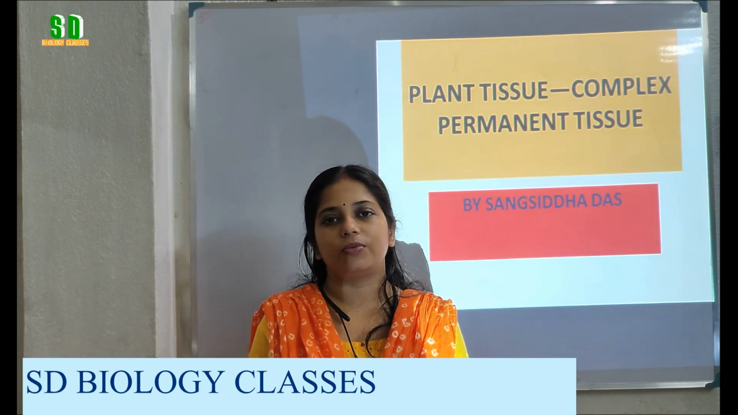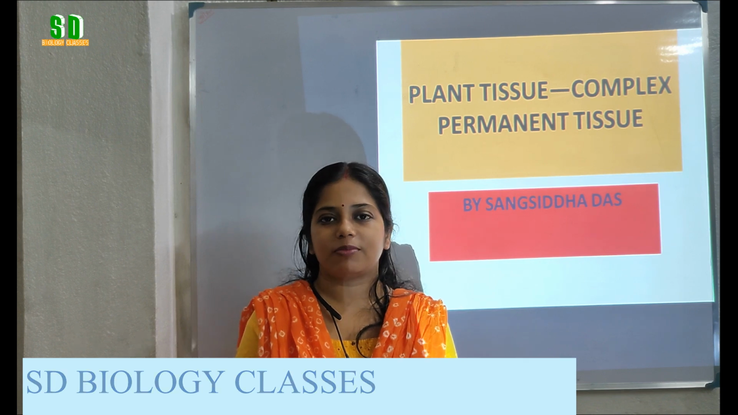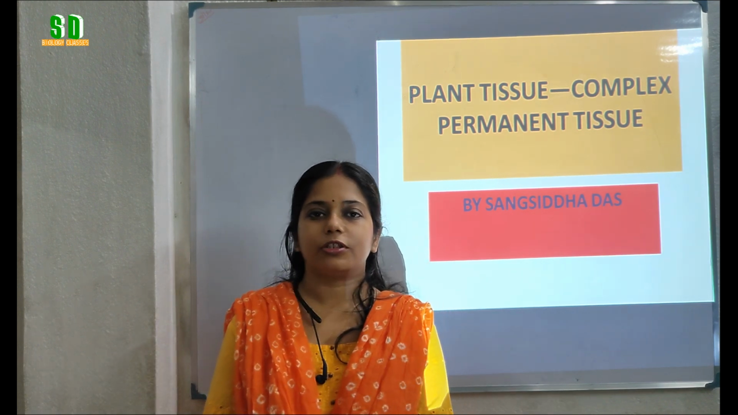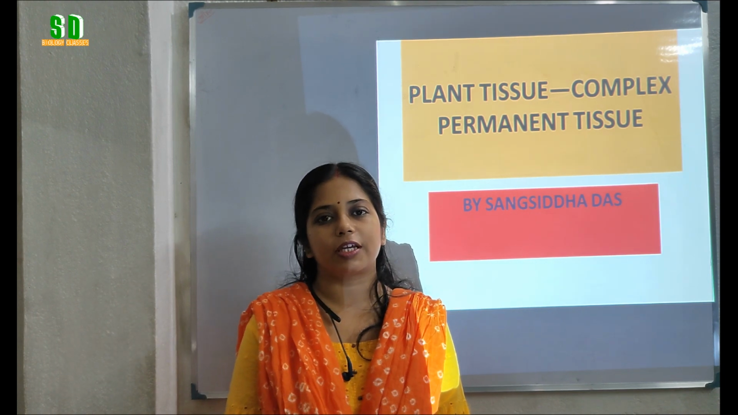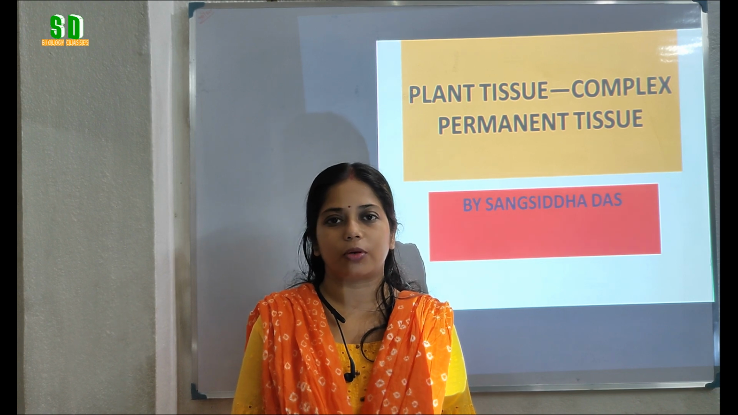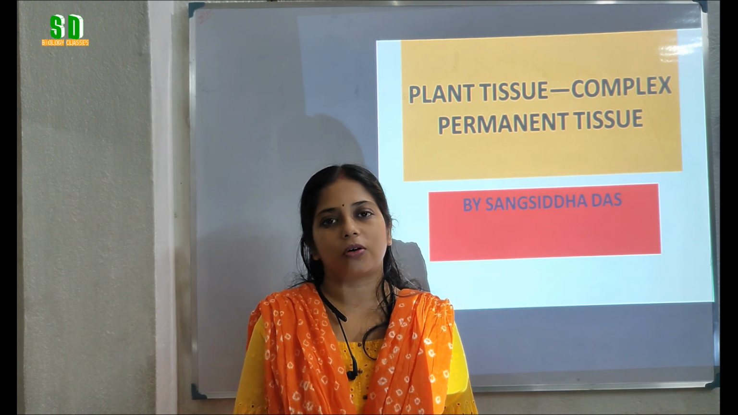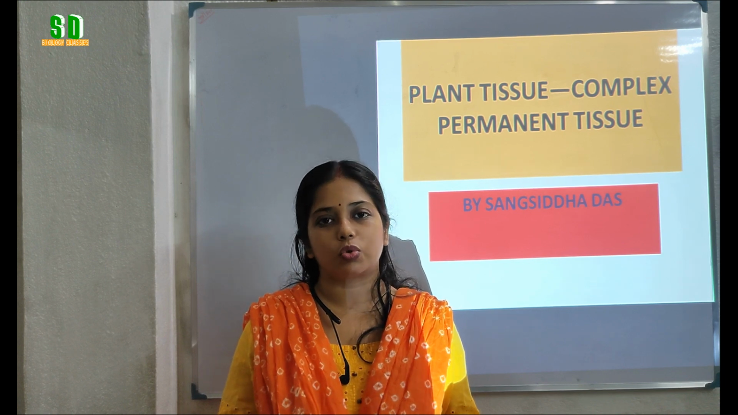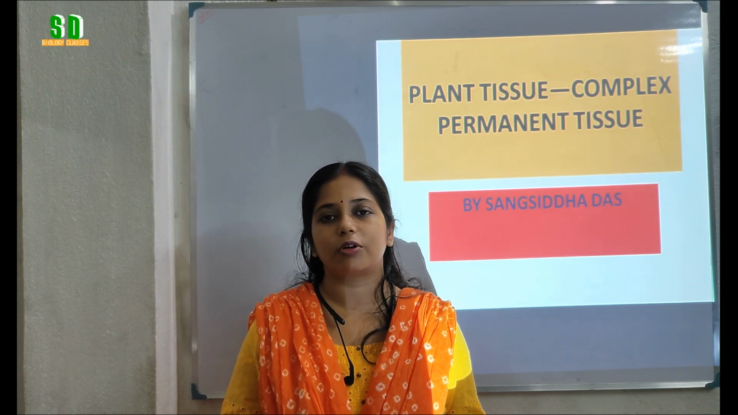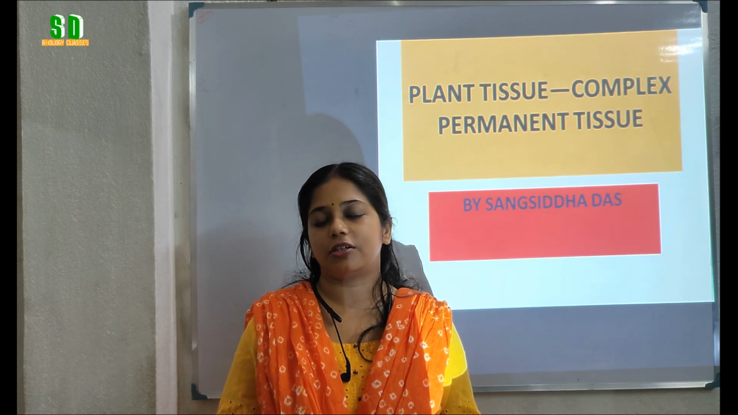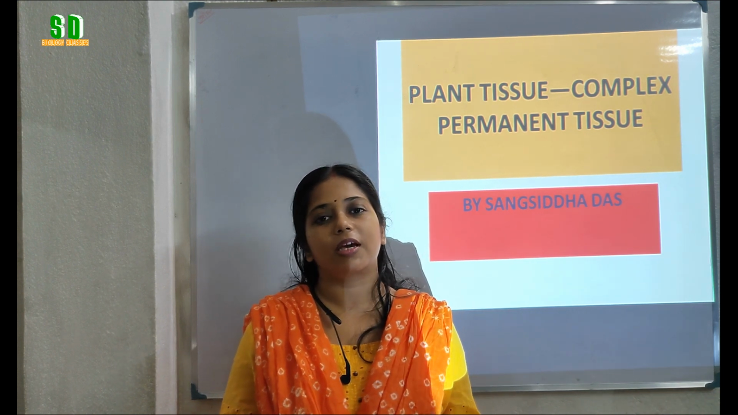In our last video, we learned about meristematic tissue and the simple permanent tissue. We learned that the meristematic tissues help in the growth of the plant, apical, lateral and intercalary growth of the plant. Whereas the parenchymatous tissue helps in the storage of different substances in the plant body, collenchyma tissue gives flexibility to the plant body, and the sclerenchymatous tissue gives mechanical strength to the plant body.